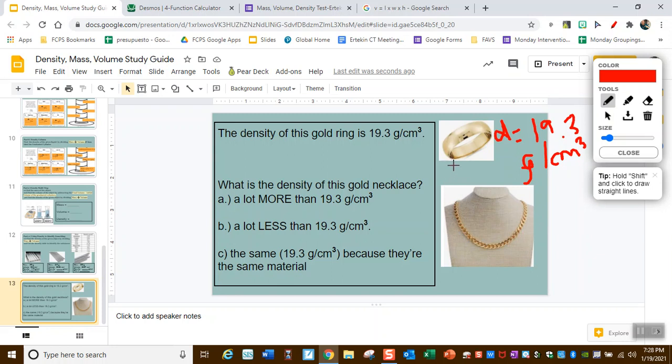So both of these are made out of gold. If the density of this gold ring is 19.3, what is the density of this gold necklace?